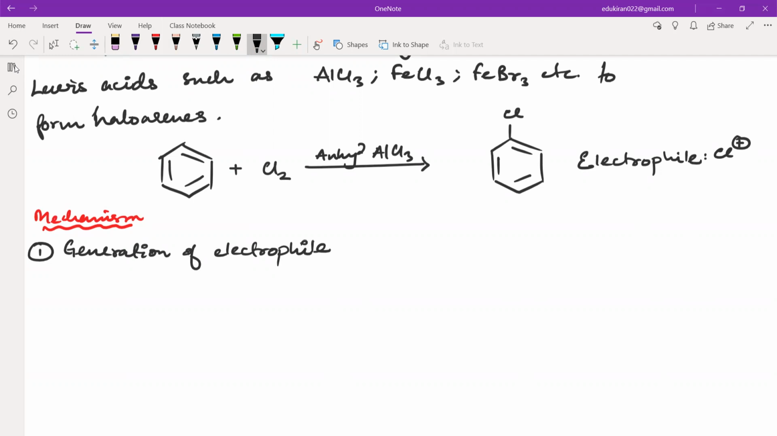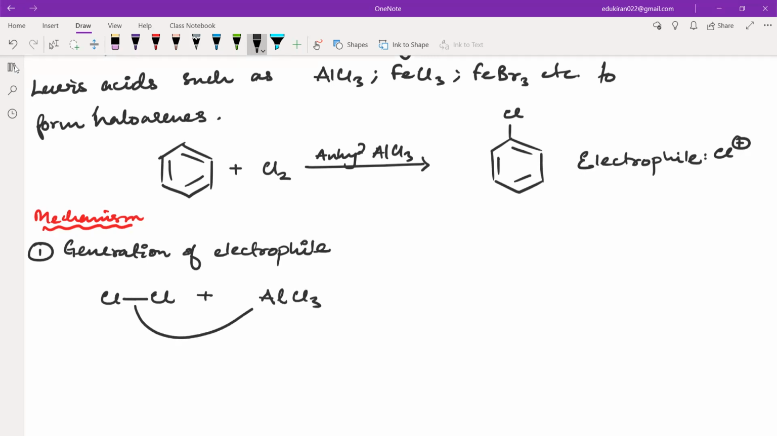Whenever you have the first step, there is the reagent and the conditions given to the reagent, which interact with each other. So we have Cl2, which may look like this, plus we have AlCl3. Now we know that AlCl3 is a Lewis acid, right? It is a Lewis acid. That means it will accept a pair of electrons. It is an electron pair acceptor, right?